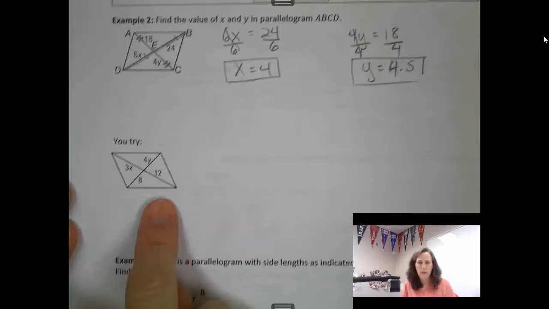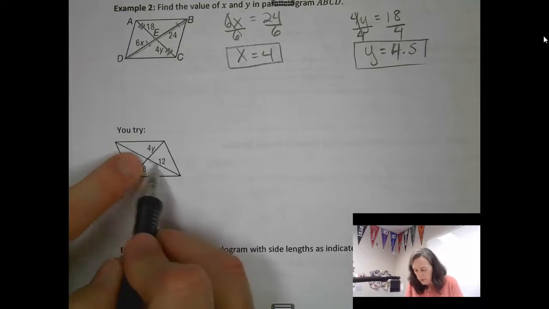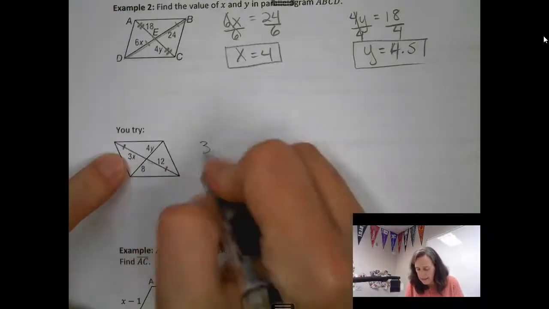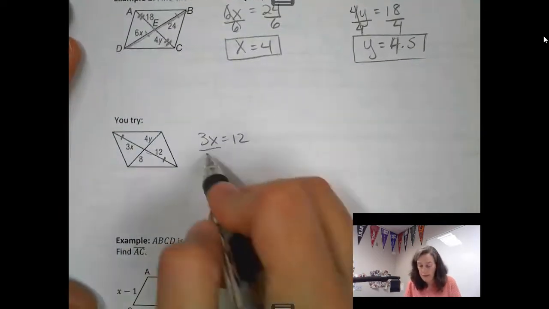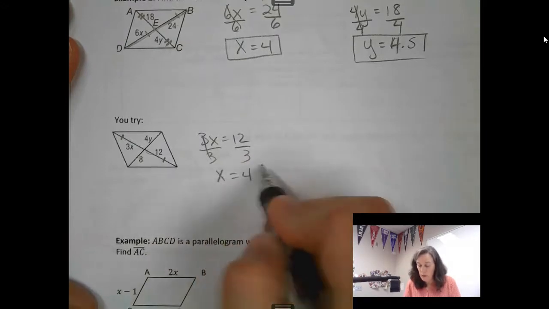So I've got one here for you to try. Pause your video and work on that for a second and then come back. All right, let's see. So we split this diagonal exactly in half. 3x is equal to 12. And then to solve that for x, divide both sides by 3. X is 4. Is that what you got?